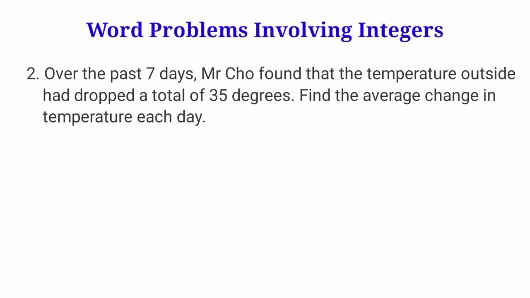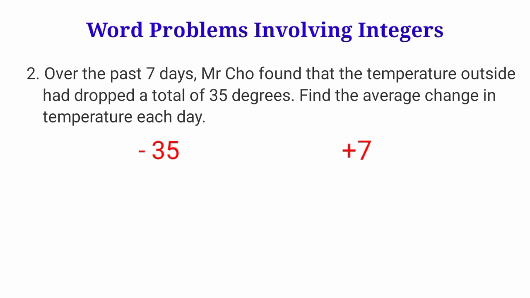Number 2. Over the past 7 days, Mr. Cho found that the temperature outside had dropped a total of 35 degrees. Find the average change in temperature each day. To answer any problem, we have to get first our given. We have here 7 days and 35 degrees. 35 degrees can be represented as negative 35 since it pertains to the total temperature drop, while 7 days can be represented as positive 7.